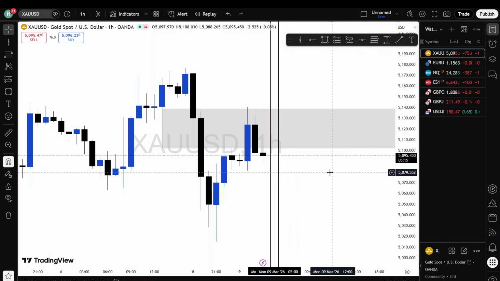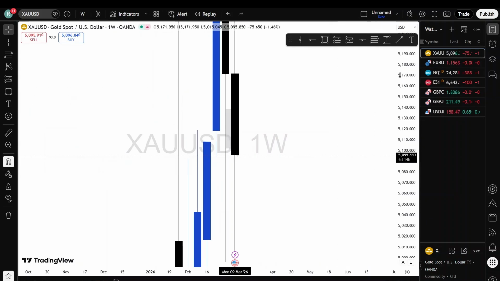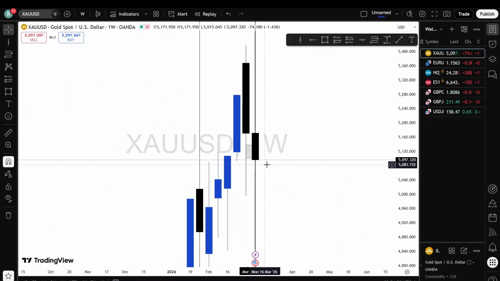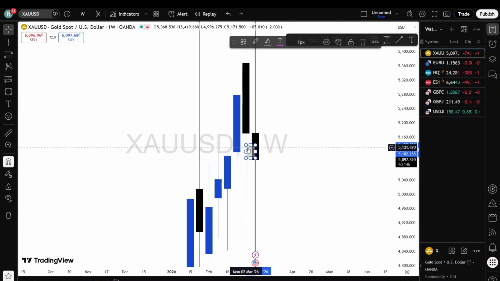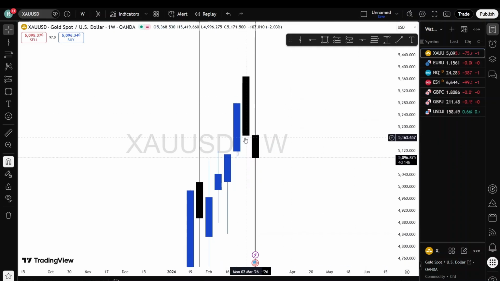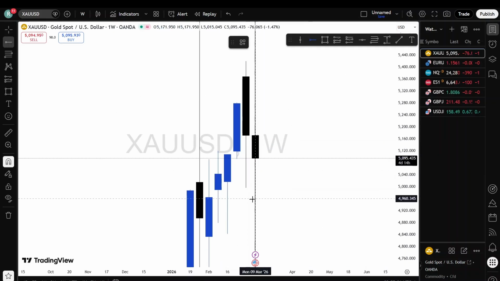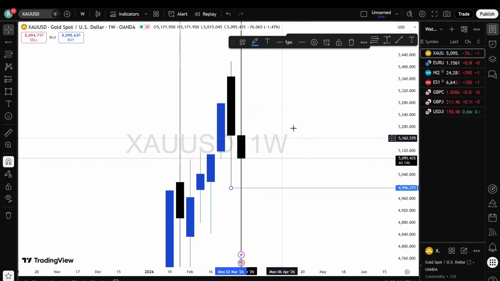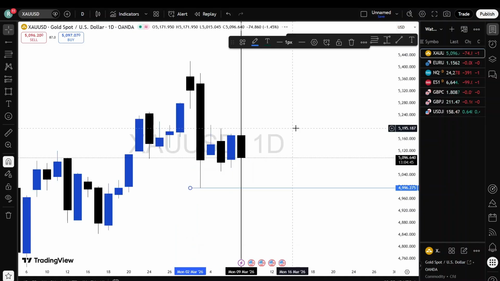Let's start with the weekly time frame, as the weekly candle recently closed. If we see on weekly, the previous weekly candle closed as a bearish candle, right? So we can have some bullish momentum for this week also. Even if it doesn't reach this weekly low, we can have some selling pressure because of the last weekly candle closing. Okay, so let's go to the daily time frame.